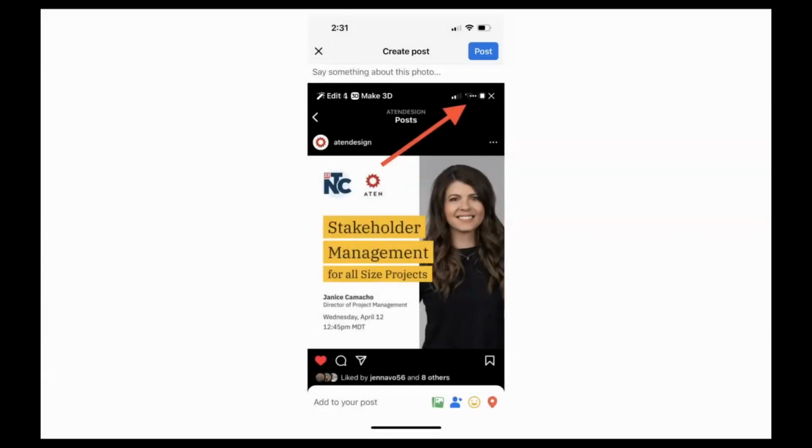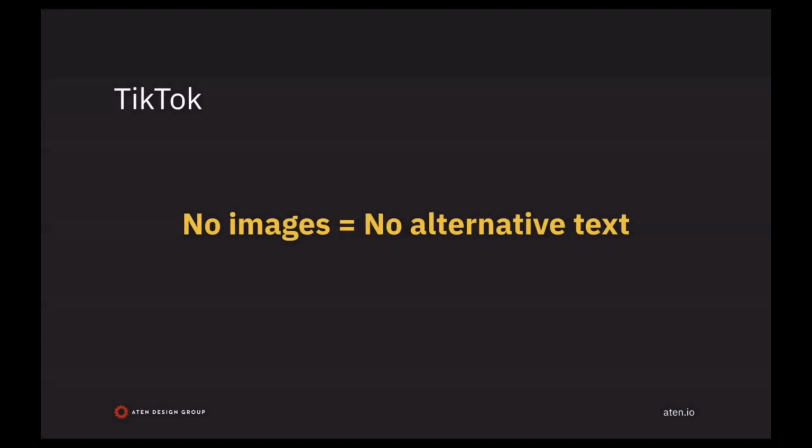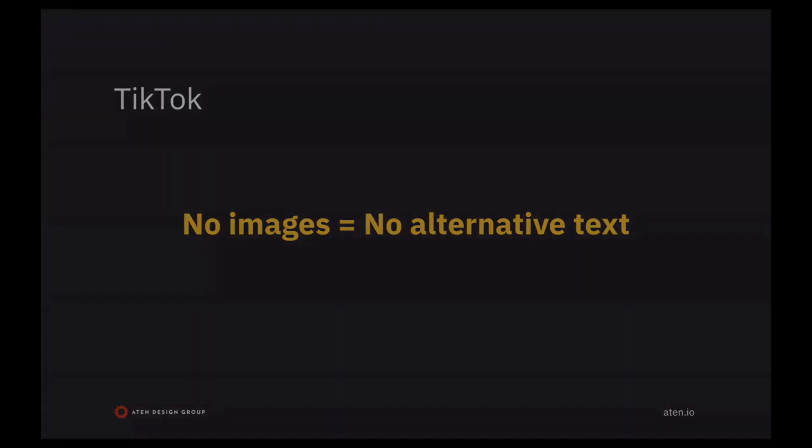And on the mobile device, we just click that three little icon button at the top. We see that in a lot of platforms. It's kind of just like that extra advanced settings section. So you click on that and you get your edit alt text button there. The good thing about TikTok is that there are no images. It's all video based. Videos don't have alternative text. So really, we don't have to worry about alternative text for TikTok.